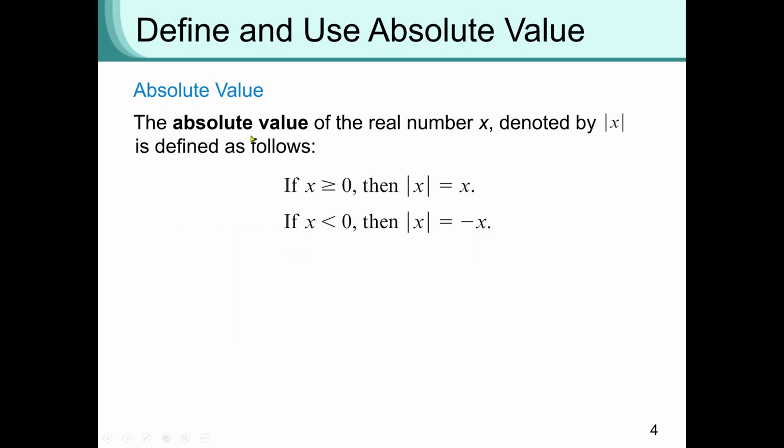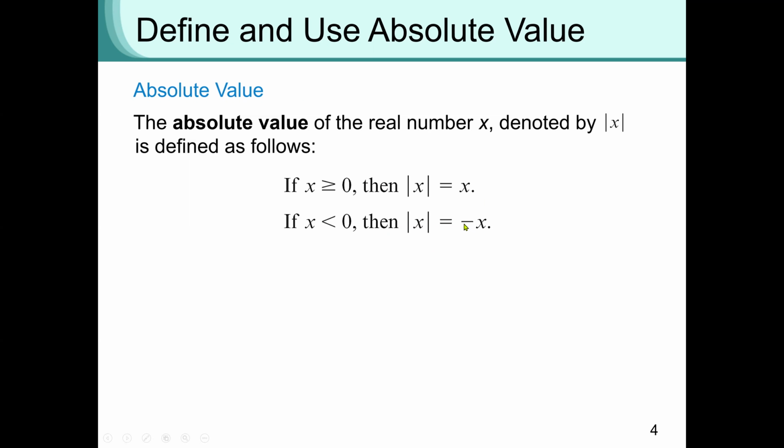So here we say that the absolute value of the real number x is normally denoted by two vertical lines, and the variable is between the two vertical lines. So here we have what we call the absolute value of x. Now what this means is that if x is greater than or equal to 0, which means if x is positive, the answer will be positive. Also, if x is less than 0, the absolute value always is positive.